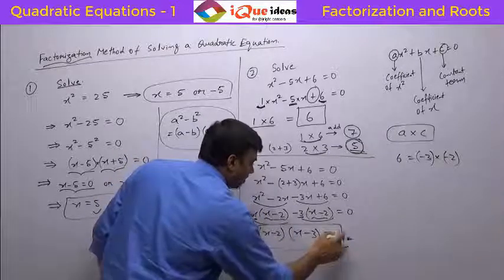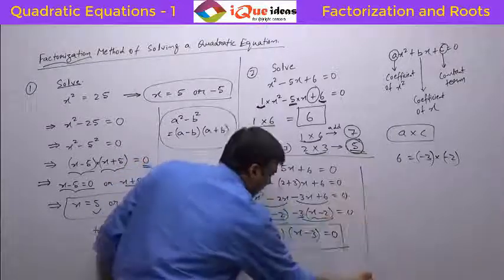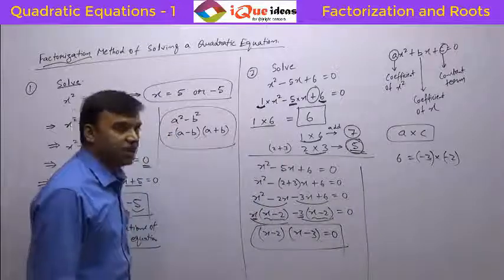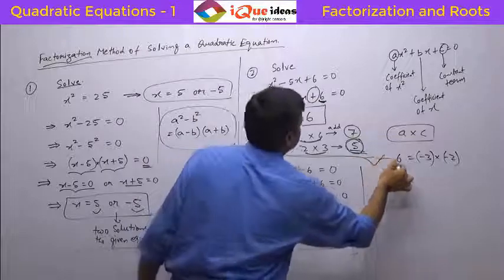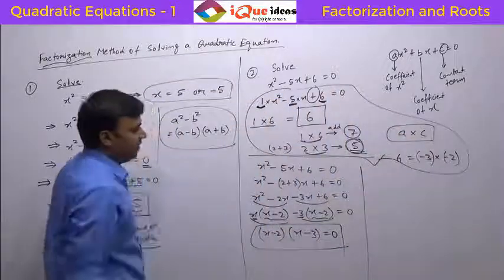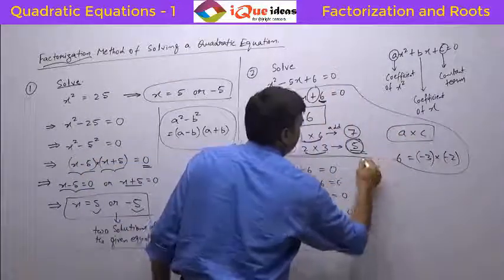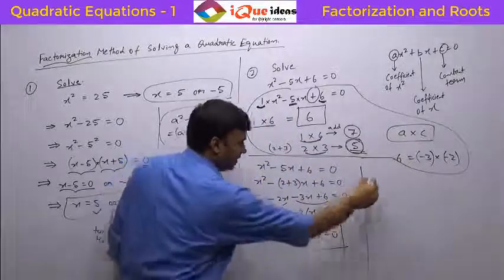Now, this whole process looks a little longer. Your agenda should be to reduce the length of this process. This work can be done mentally. Whatever I have done here, this thing can be done mentally. If you are able to do that, then the time taken will be much lesser. Okay, now I'm writing this expression here again.